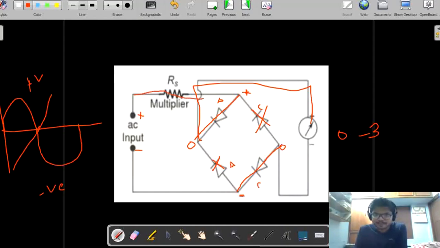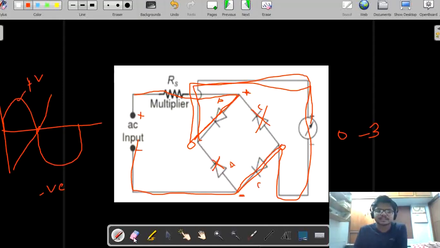When my current is flowing from here, it will go through this diode, reach the galvanometer, and come back through this diode. This is the concept applied when the positive half cycle is considered.